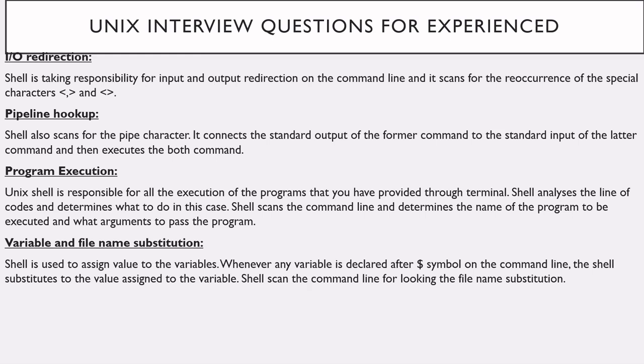Program execution. Unix shell is responsible for the execution of programs that you have provided to a terminal. Shell analyzes the line of code and determines what to do in this case. Shell scans the command line and determines the name of the program to be executed and what arguments to pass to the program. Variable and file name substitution.